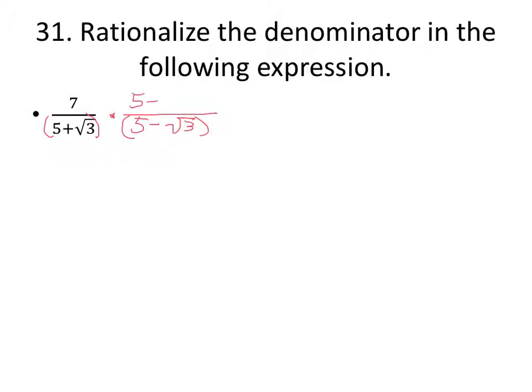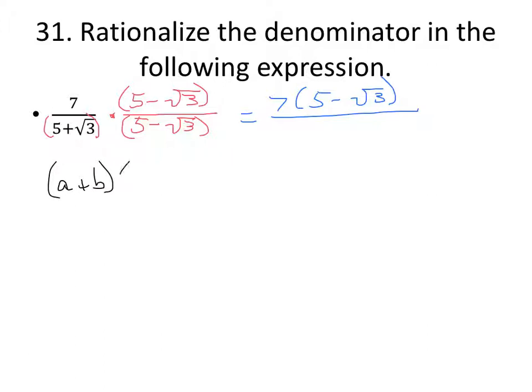But we have to do the same thing in the numerator. And that gives us, on top, 7 times 5 minus square root of 3. And what does it give us on the bottom? Well, let's go down here. We remember our formula, a plus b times a minus b equals a squared minus b squared. Do we have that? Yes, we do. We have a is 5 and b is square root of 3. So a plus b times a minus b gives us a squared minus b squared.